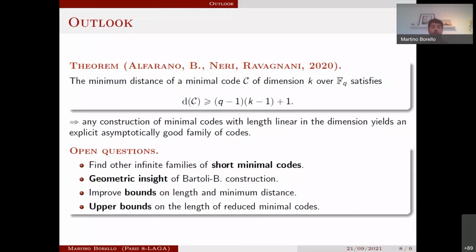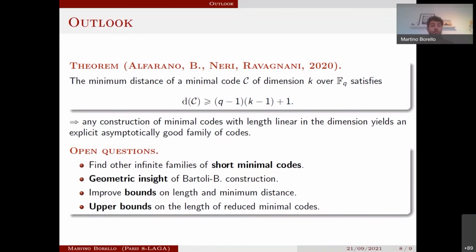So some open questions are: how can we find other infinite families of short minimal codes? It would be interesting to have a geometric insight into our construction, because there is still something to understand in it. And then, of course, the lower bound that we gave at the beginning is not sharp, so maybe you can improve this bound. And probably also the minimum distance in general can be improved.